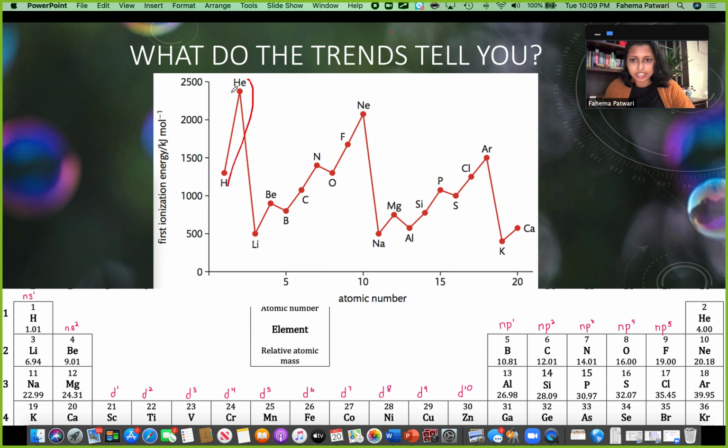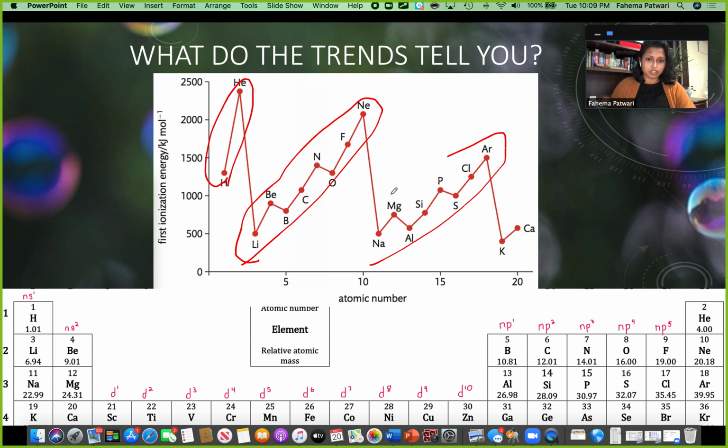So hydrogen to helium, that's overall, you see ionization energy increasing. Lithium to neon, that's in the second row, right? Overall, you see the general trend is ionization energy increases. Same thing for sodium to argon, right?